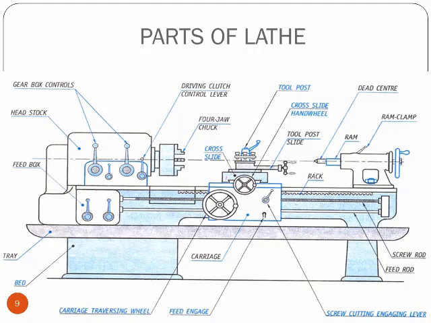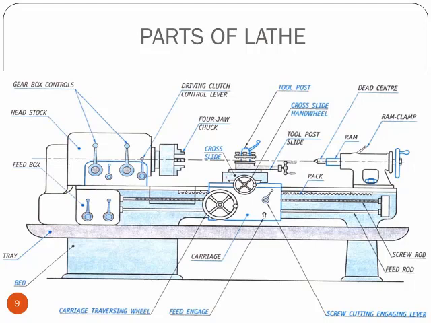Then on the right side of that we have the dead center or the tailstock, which has a ram and a ram clamp. So the tailstock's job is to hold the workpiece in the required position. So this is the basic diagram of the lathe. We shall see about the various parts of this lathe in the coming slides.